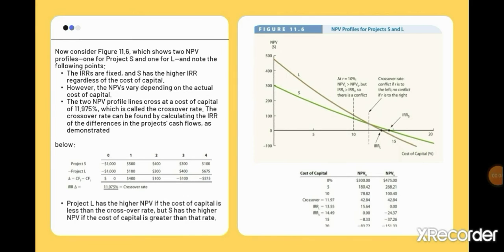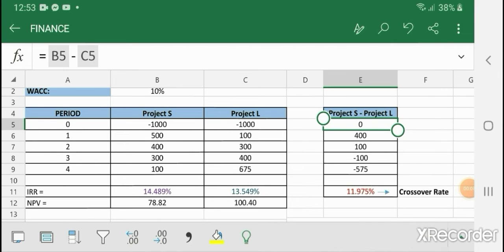Let's now proceed to the next table. This table shows the NPV profiles for Project S and Project L. We can see here that the two NPV profile lines cross at a cost of capital, which is called the crossover rate.